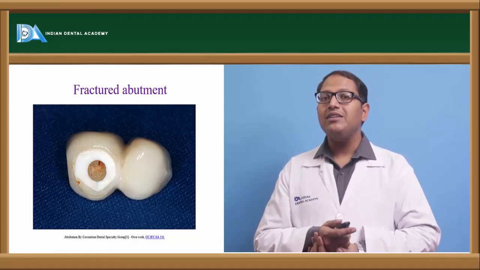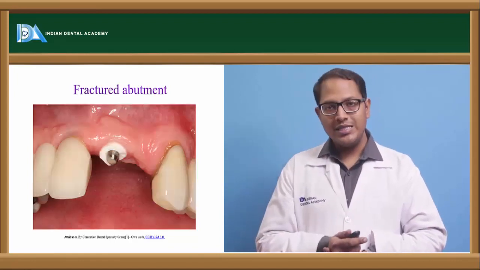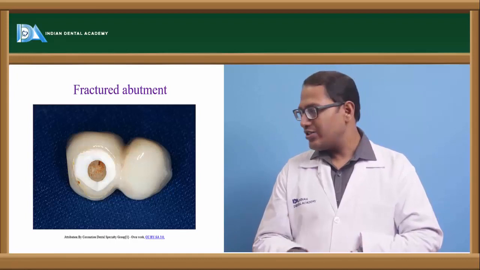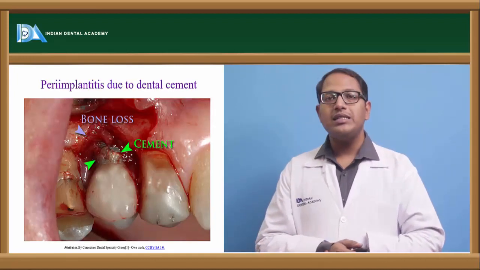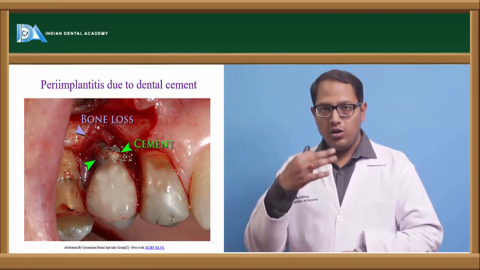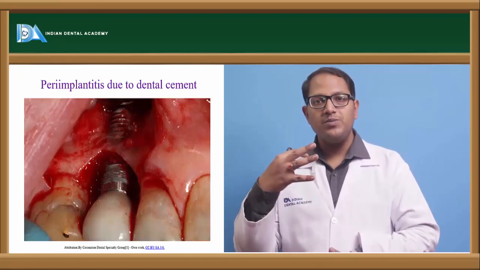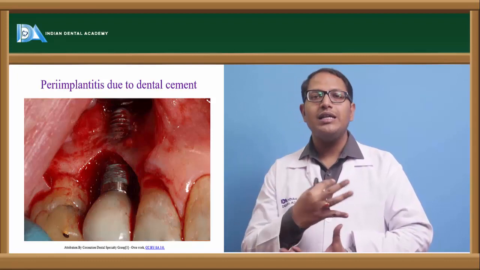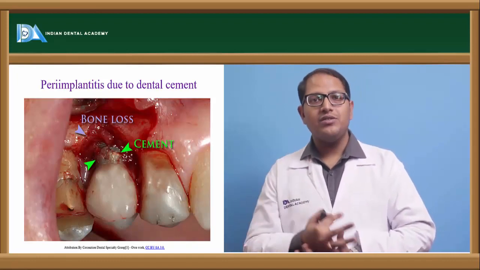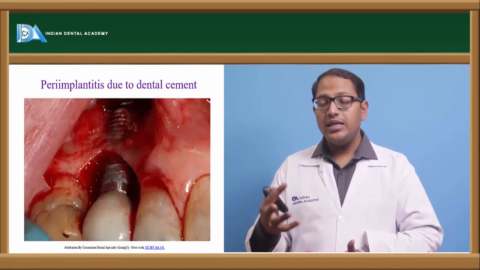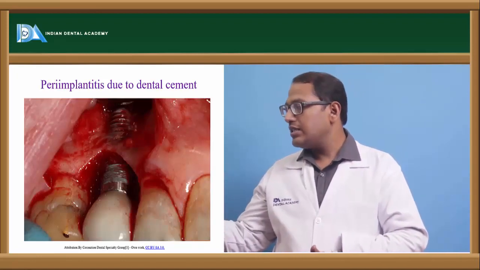If there is a cantilever or an offset load on the incisal edge, there will of course be a fracture. There can be fracture of the abutment. Peri-implantitis can occur due to dental cements that you have placed. If the dental cement is in excess and you have not cleaned it up before final cementation and setting of the luting cement, then it can lead to a decrease in the bone quantity.